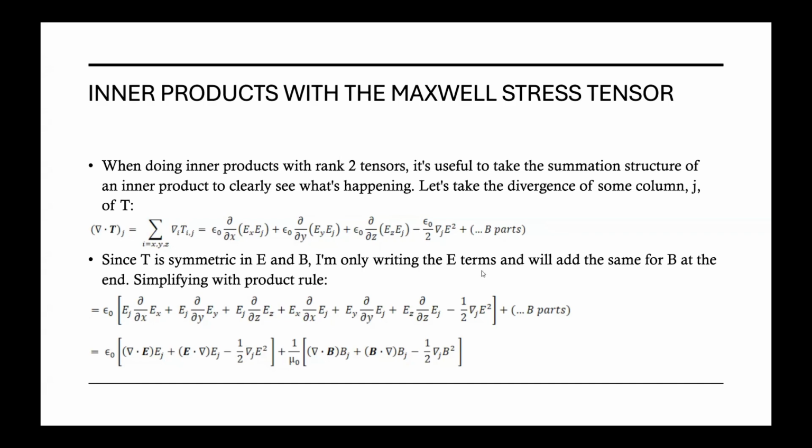And then this can be simplified further if we distribute out the ej's for these terms, and then we distribute out ex, ey, ez for these terms. We see that this is exactly this equation here, the directional derivatives, and then divergence applied to a scalar field. And this is exactly what we have here. And then the same works for the b parts. Obviously, this just has a 1 over mu naught over it.